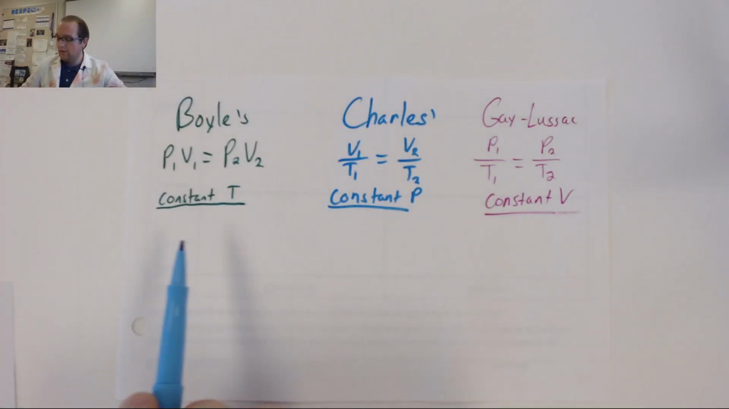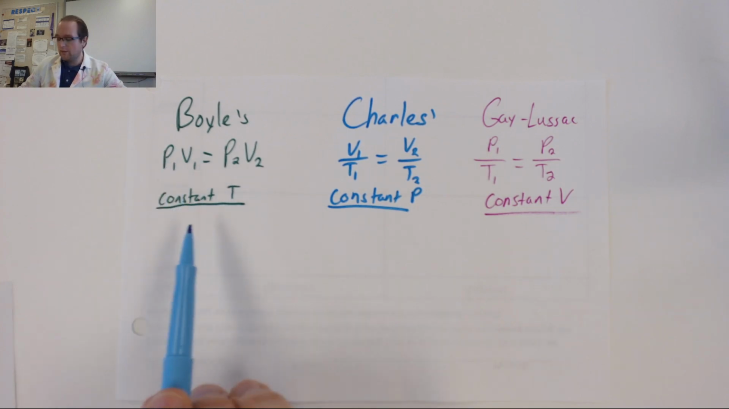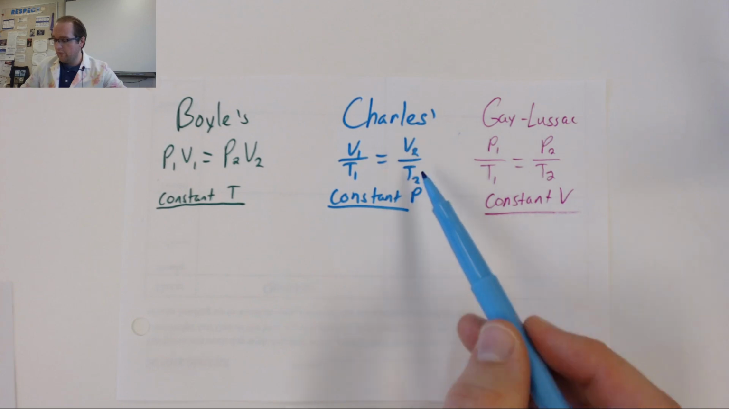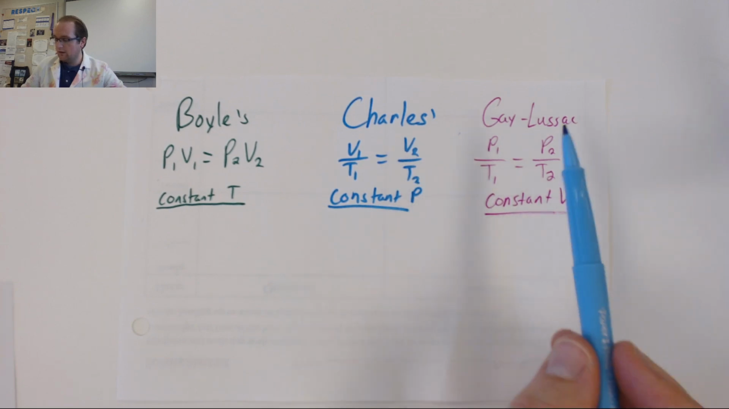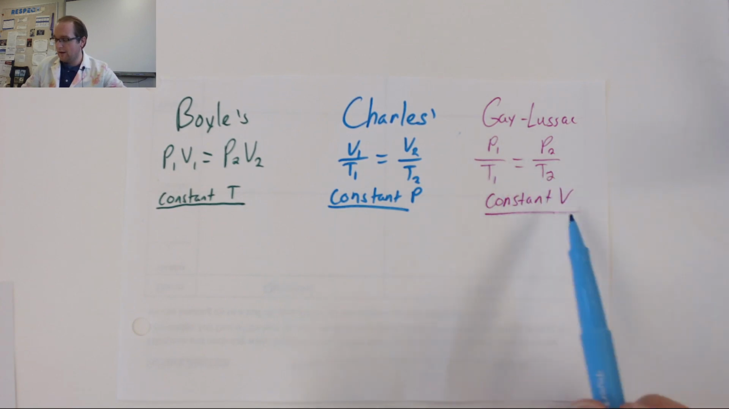Today we're going to be continuing our look at gas laws. Specifically, we've already talked about Boyle's law, which relates pressure and volume. Remember, this one has a constant temperature. We have Charles' law, which relates volume and temperature, where the pressure is constant, and Gay-Lussac's law, where pressure and temperature are related and we have a constant volume.